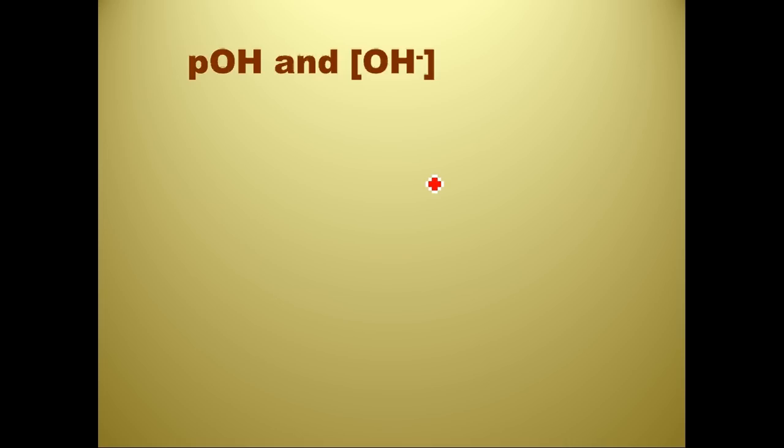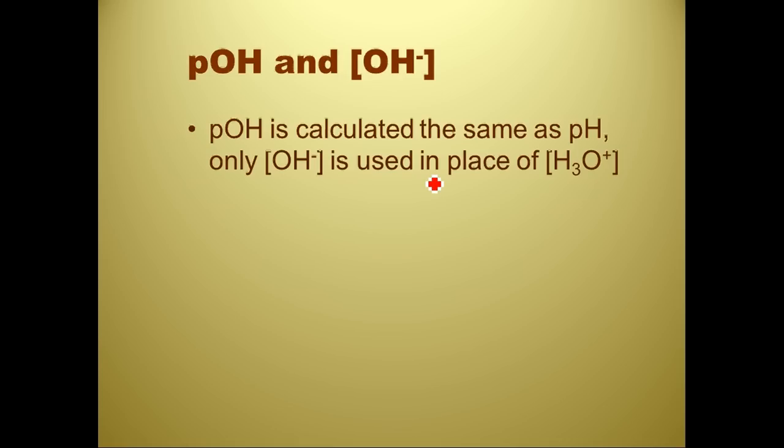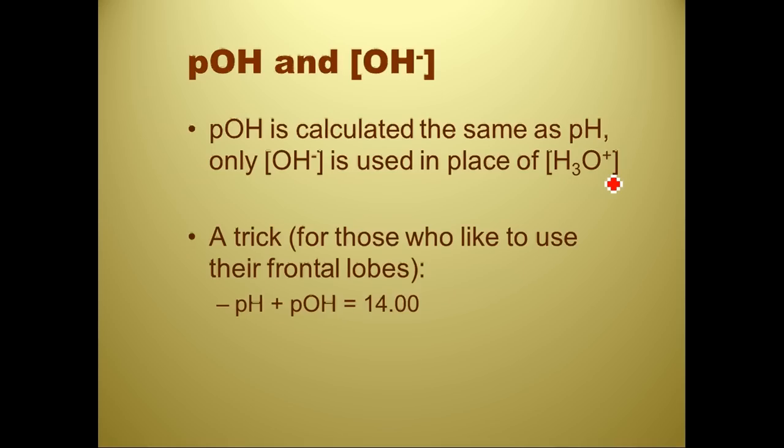Last thing to talk about today, all right? pOH and concentration of hydroxide. It turns out these things are the same idea as pH, only pOH talks about the power of hydroxide. So you use the same calculation, only use hydroxide in place of the hydronium ion. All right, the concentration of hydroxide is calculated the same way, using hydroxide instead of hydronium ion.